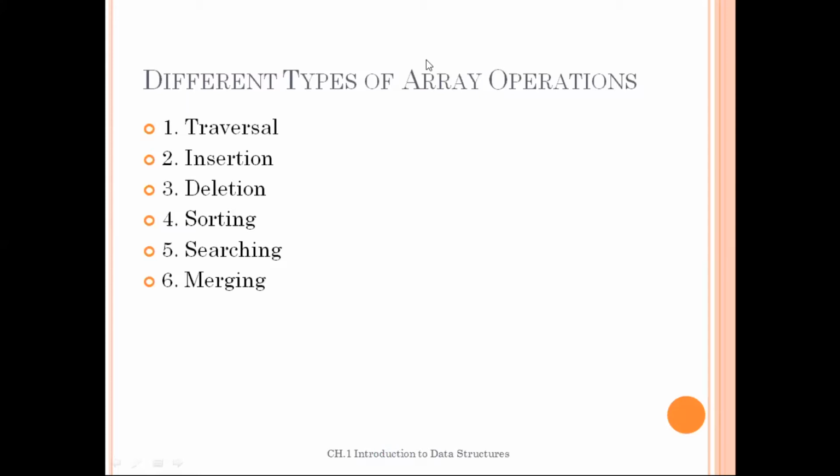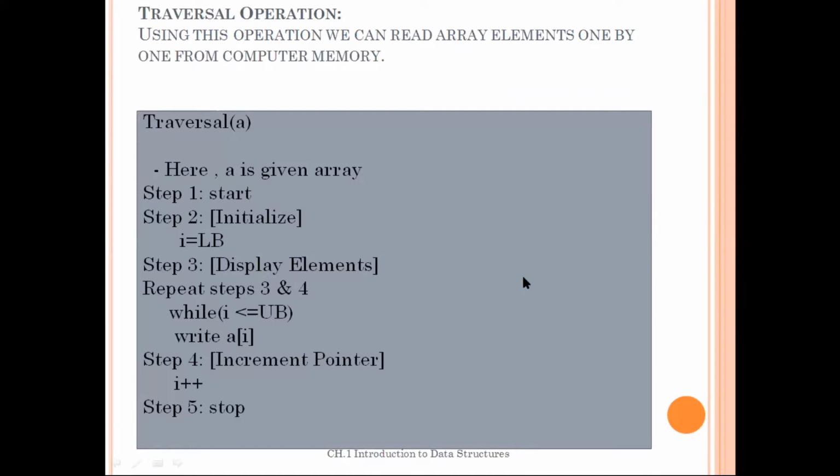Then we have also seen how the traversal is performed. Starting from the lower bound, elements will be printed, or displayed, one by one, and then the counter, I, will be incremented by 1 every time until it reaches the last element. We have also seen the algorithm, but the remaining thing was writing the algorithm. Yes or no? Have you written the algorithm or not?